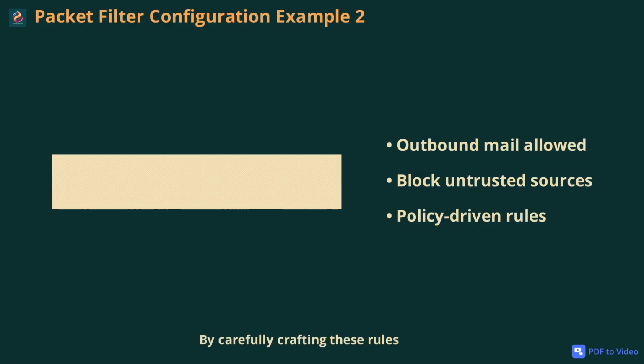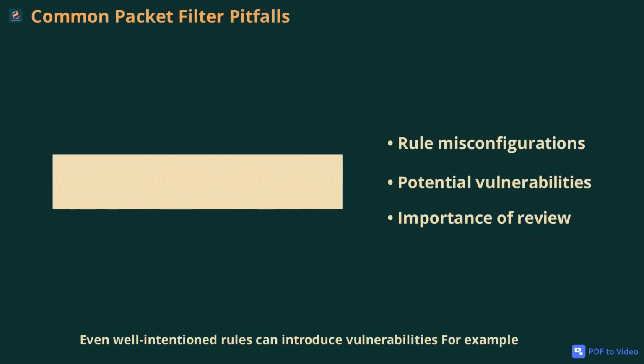By carefully crafting these rules, you can enable necessary business functions while maintaining a secure network environment. Each configuration decision should be guided by your organization's security policy. Even well-intentioned rules can introduce vulnerabilities. For example, a rule that allows any inside machine to connect to port 25 on an outside machine might inadvertently permit external attackers to access internal systems.